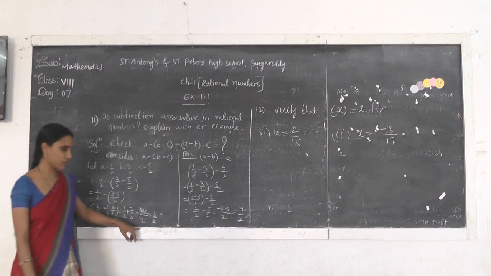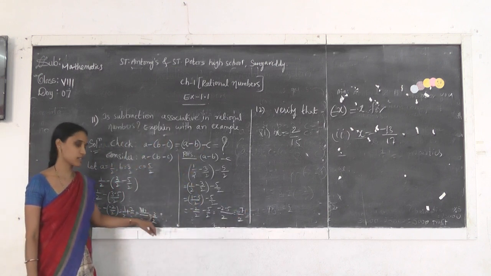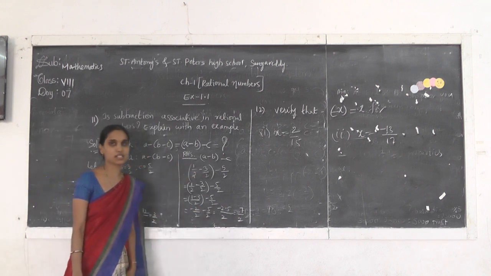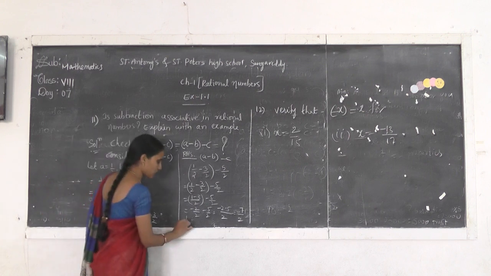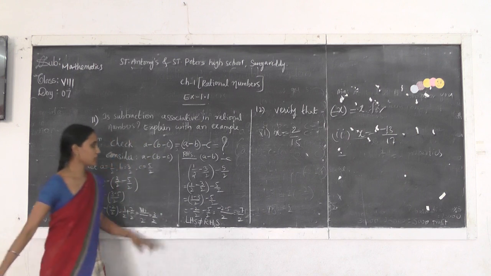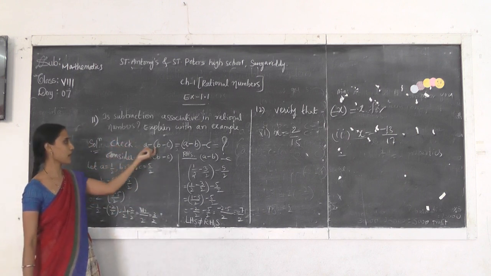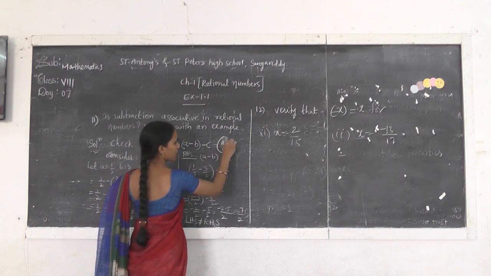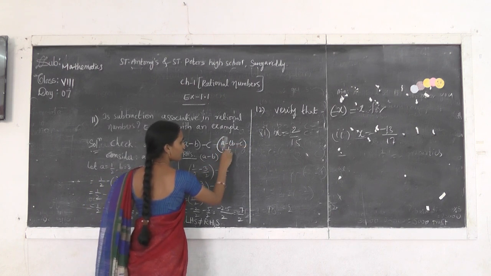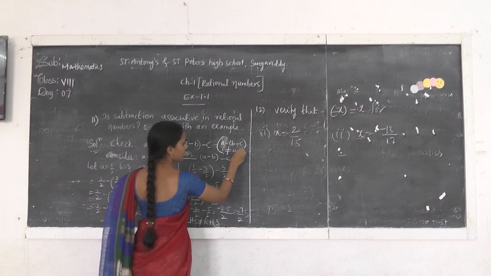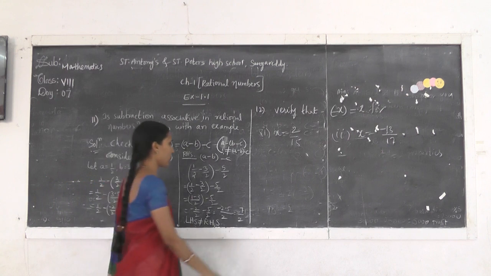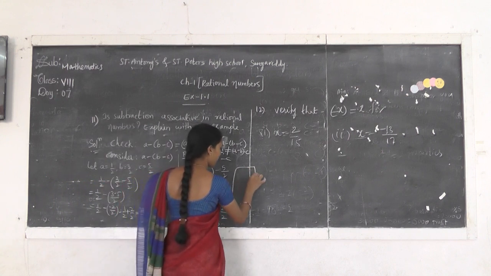So let's check whether we got the same answer or not in both cases. 3 by 2 we got in the LHS part. In the RHS part, what did we get? Minus 7 by 2. So from this, what do we conclude? LHS is not equal to RHS. So from this we can show that (A minus B) minus C is not equal to A minus (B minus C). What is the conclusion?